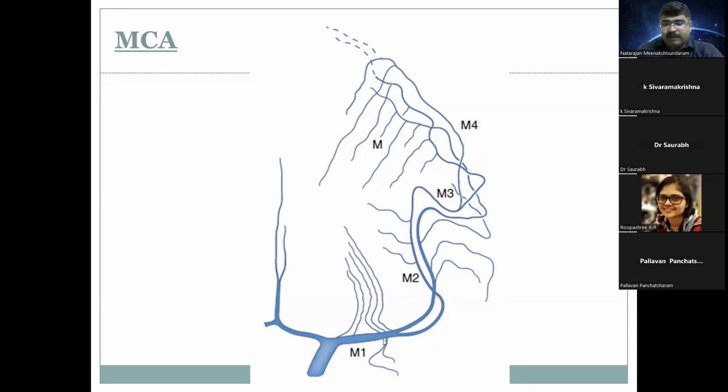Many people think that M1 extends up to the bifurcation. It is not so. The M1 extends from its origin at the ICA to its genu, to the first bend. Okay, so that is what is called M1. The right-angled genu or right-angled bend that is being taken. So the horizontal part is called the M1.